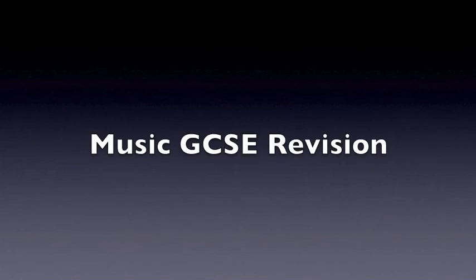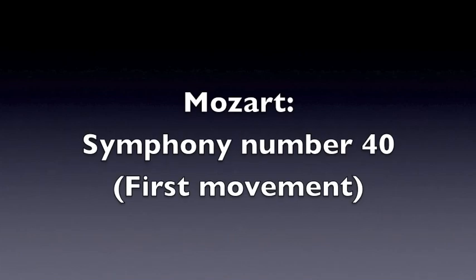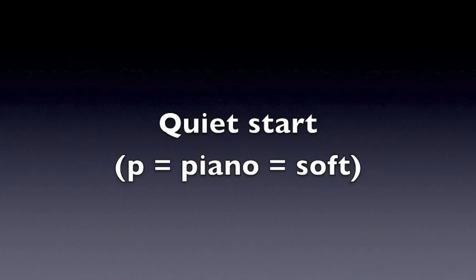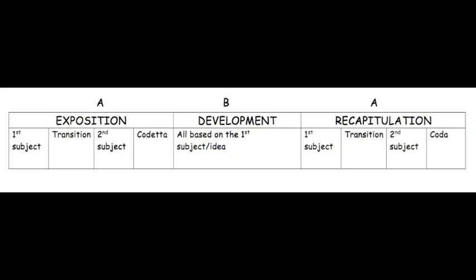Okay, a couple of things we left out in the first video about the Symphony No. 40 by Mozart, first movement, is that it's in G minor, and it has an unusually quiet start for a symphony. The score has markings of P, which means piano, which means soft. Now this first movement has a very set structure. Let's look at that there.